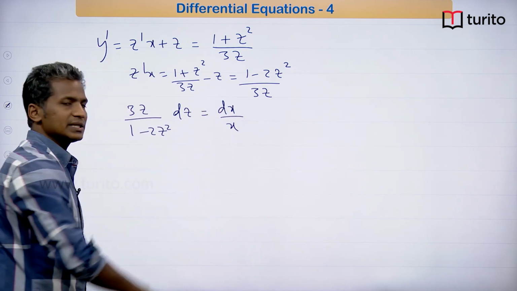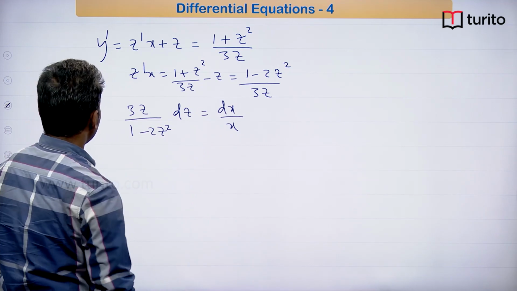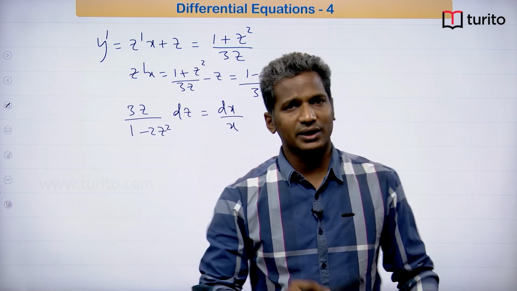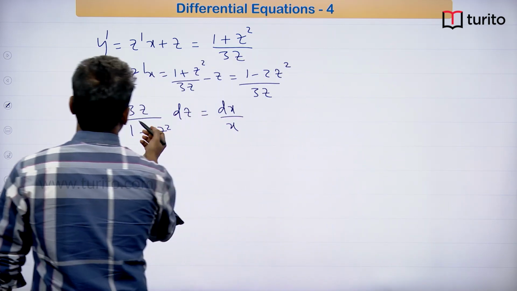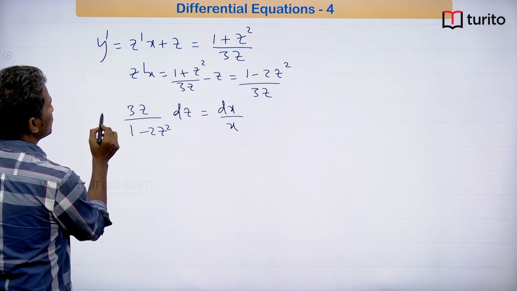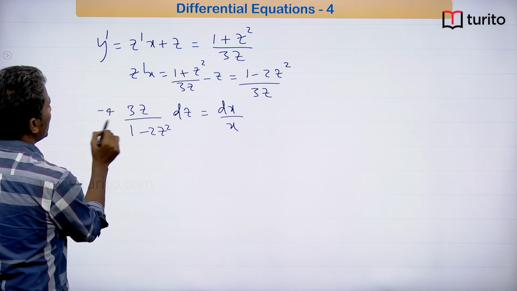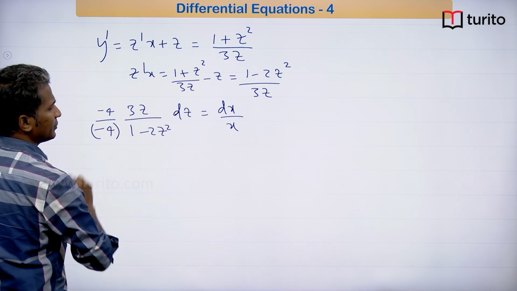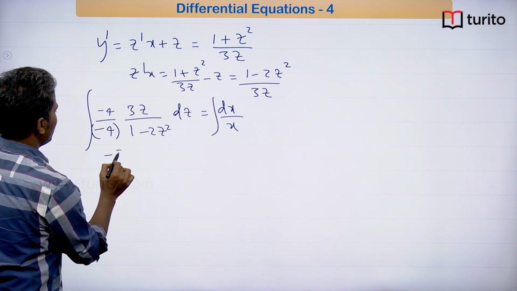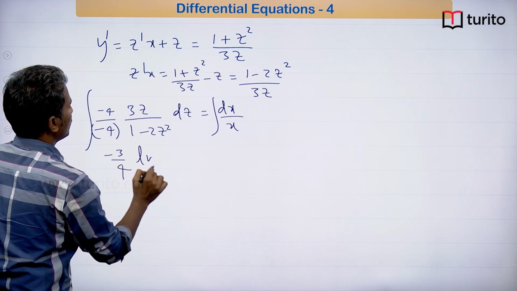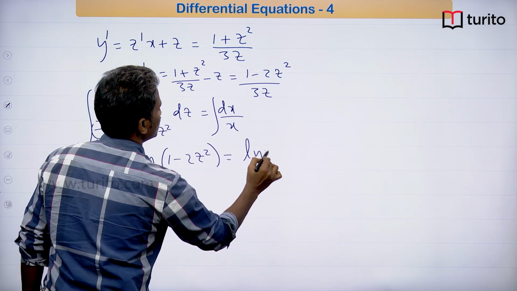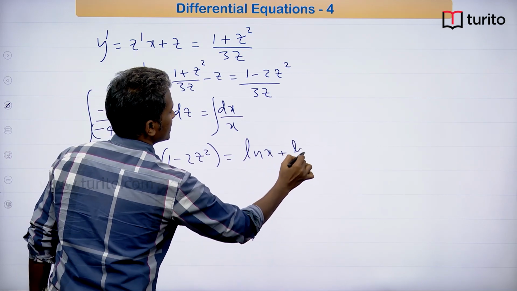dx by x. As I told, RHS is always dx by x, and here also luckily numerator became the derivative of the denominator. So, what is the derivative of this? It is minus 4z. So, we supply 1 minus 4 and balance it with 1 minus 4 and then integrate both sides. So, what do we get? We will get minus 3 by 4 here into log of 1 minus 2z square, and that is equal to log x plus log c.